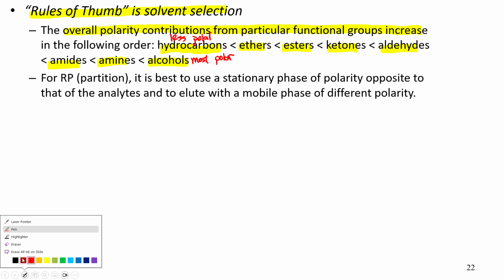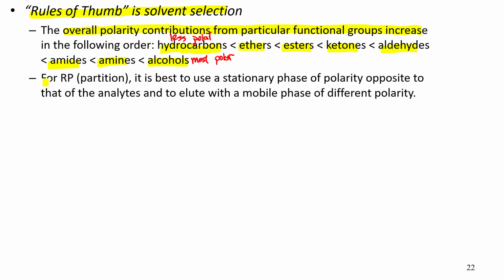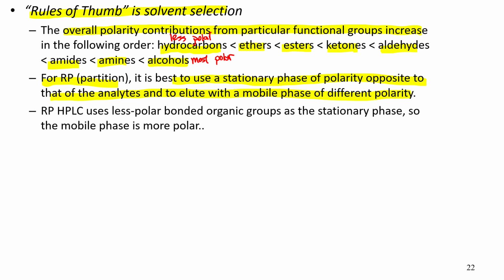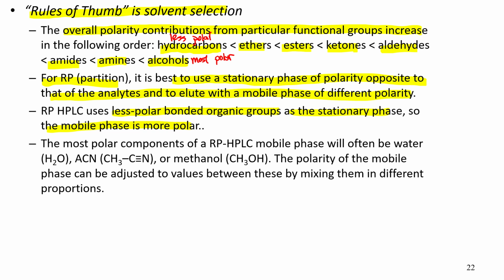So in reverse phase, we're looking at stationary phases where we have the opposite attraction to the polarity of the analytes. We want to choose a mobile phase that has a different polarity than the stationary phase. So typically we use less polar bonded organic groups as the stationary phase, and the mobile phase is going to be the more polar thing. So like the C18 versus a hydroorganic.